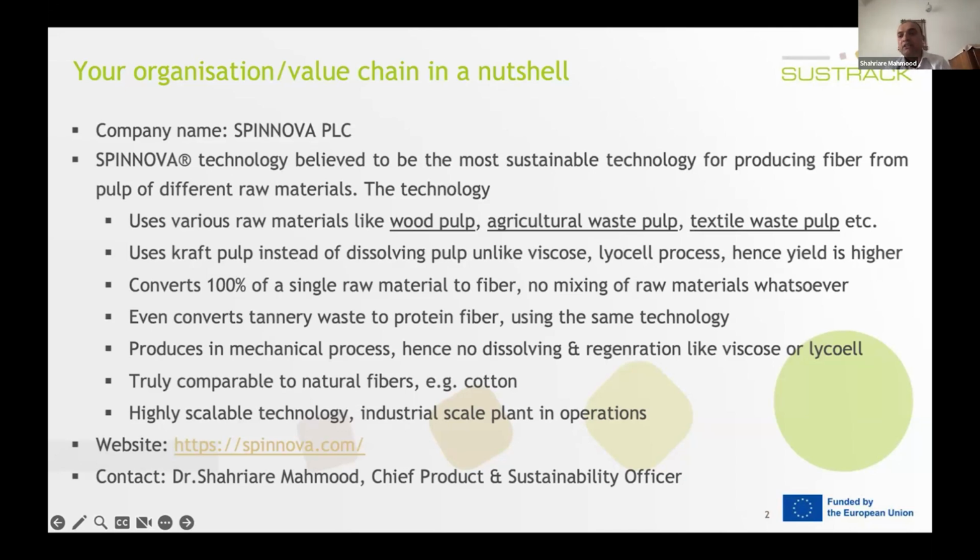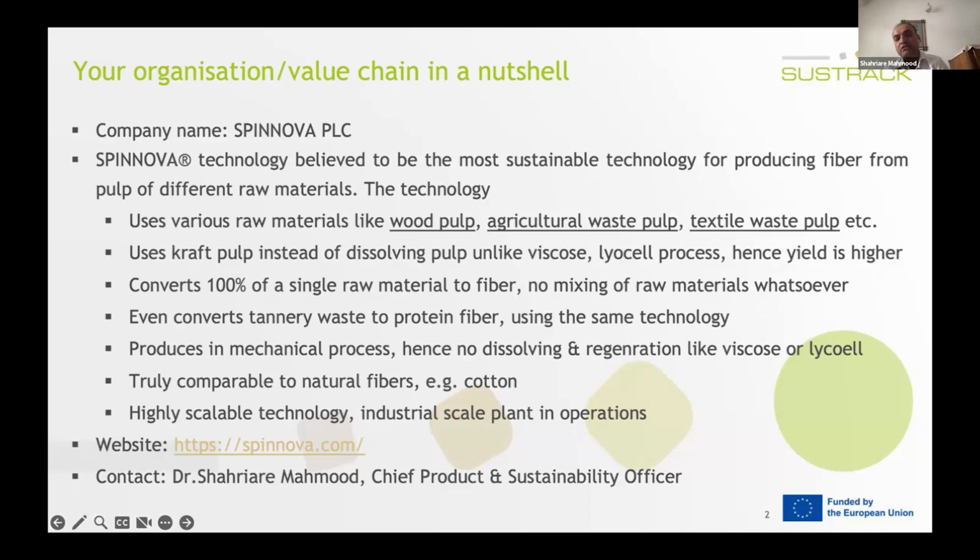As we can use the raw form of pulp, the yield is naturally very high. And if we utilize a single source of pulp, like wood pulp, agricultural waste pulp or textile waste-based pulp, we can use it at 100%. Typically, textile waste-based pulp is still mixed with virgin pulp, but in the Spinnova process we have converted 100% textile waste-based pulp to 100% Spinnova fiber quite successfully. On the non-cellulosic side, we have been using the same technology and have been able to convert tannery waste through a mechanical process to a fiber.